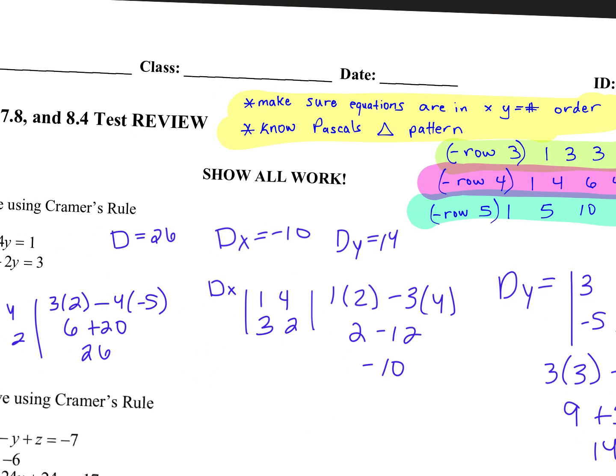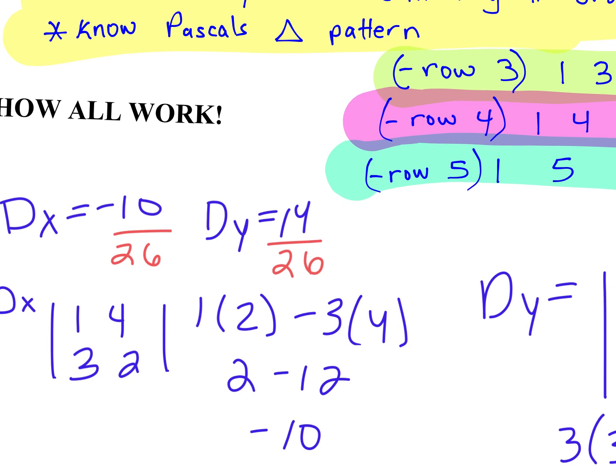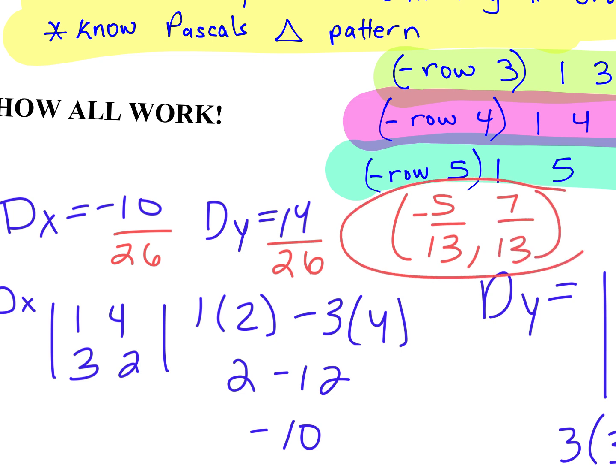Now, how do you figure out what your ordered pair is? You're going to divide your d sub x by the determinant and your d sub y by the determinant. So over 26, over 26. Guys, don't answer this as some crazy decimal. Yes, you have a calculator, but don't give me whatever -10 divided by 26 is as a decimal. Just simplify the fraction. What does -10 over 26 simplify to? -5 over 13, okay. And what does 14 over 26 simplify to? 7 over 13. There you go. But do not give me crazy decimals.